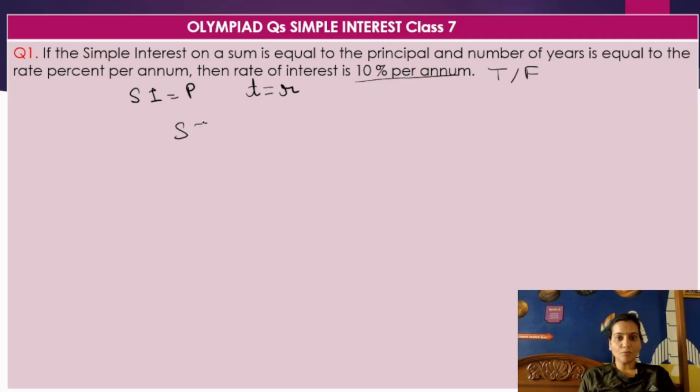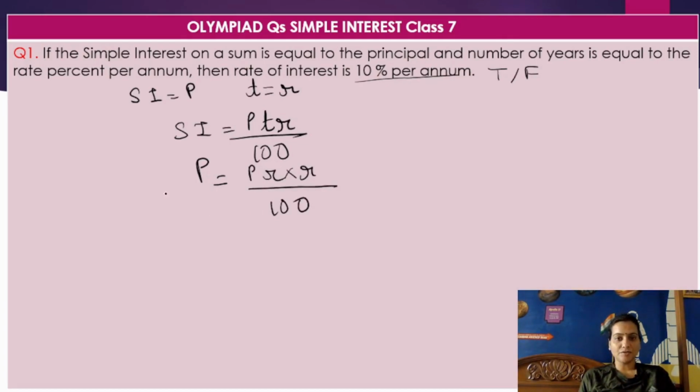Let's check. So what is the formula? SI equal to P into T into R by 100. So here in place of SI I can put principal, because in the question itself it is told that simple interest is equal to principal. So here P is there, and then instead of time period T, I can write the same as rate R into R, because time period is equal to rate of interest, right? So simple interest principal and principal are the same on both sides, so I can cancel them out. So what remains is 1 is equal to R square by 100.